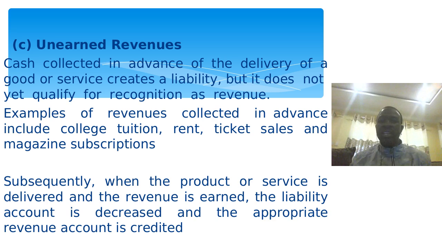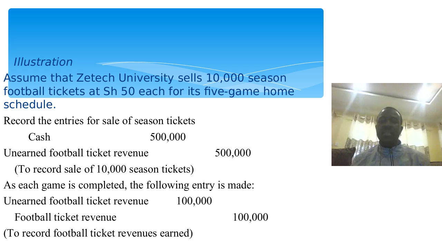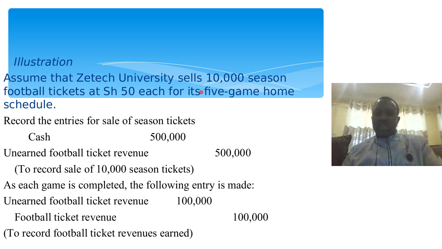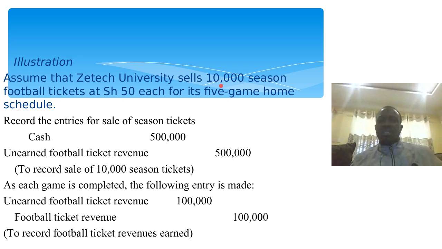So any decrease will be debited. Any increase is credited. Now to illustrate that, assume that ZTEC University sells 10,000 season football tickets at 50 shillings each for its 5-game home schedule.